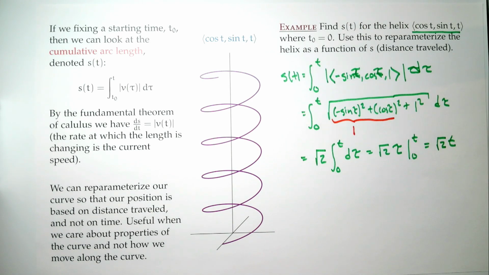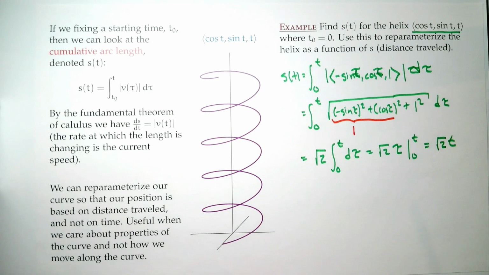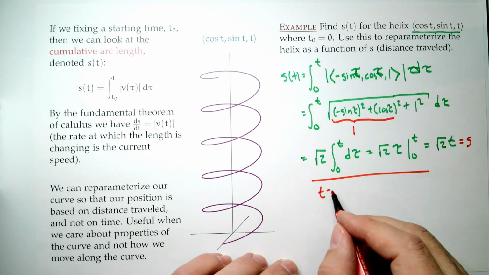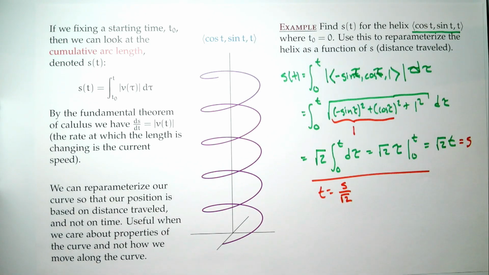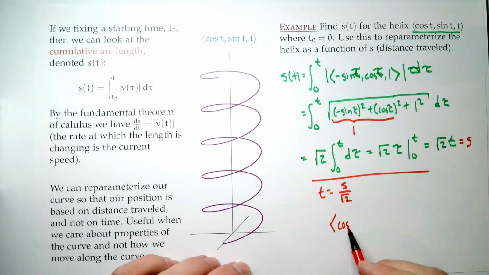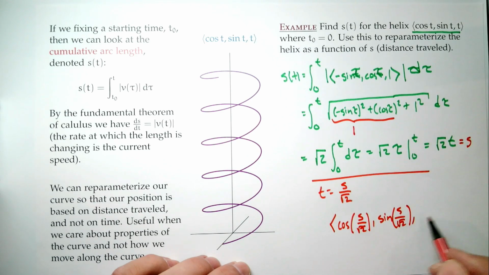There's a second part, which says I want to reparameterize the helix as a function of s. So for the second part, we have square root of 2 t is s. Let's solve for t. What would t be in terms of s? s divided by square root of 2. So now the way we reparameterize is we replace our t's with an expression that's equivalent in terms of s. So we get cosine of s divided by root 2, comma, sine of s divided by root 2, comma, s divided by root 2.